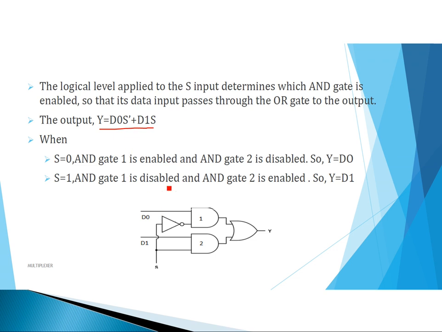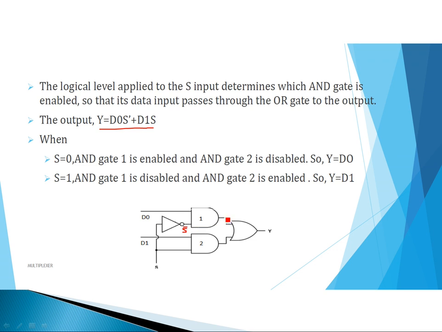For this expression, we have drawn this logic diagram. The first term is D0 S bar, right? So for the first AND gate, one input is D0 and another input is S bar. Here the S line is connected to the NOT gate, and the output of this NOT gate is S bar.